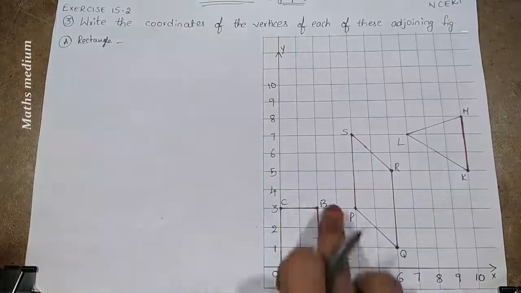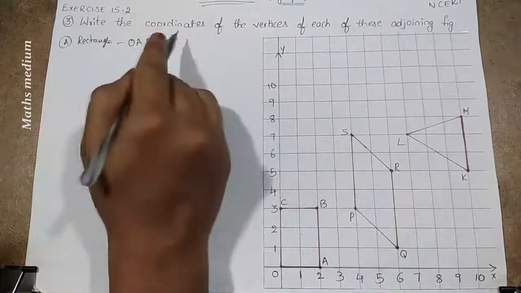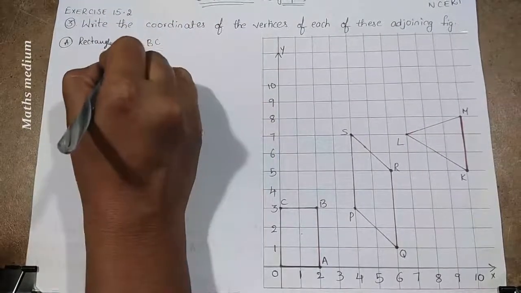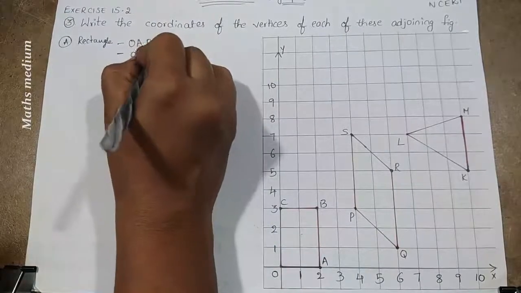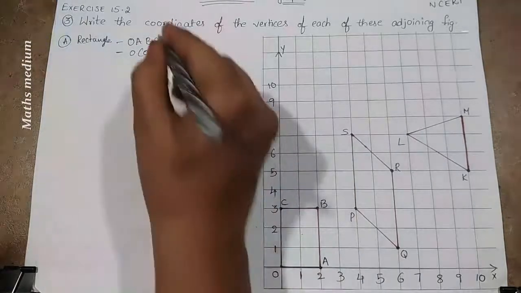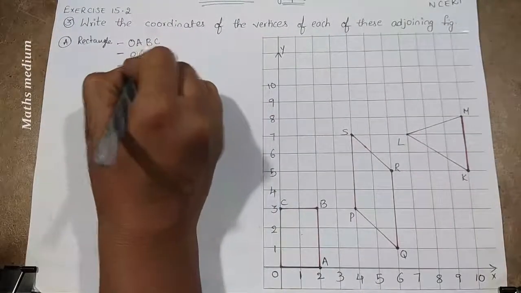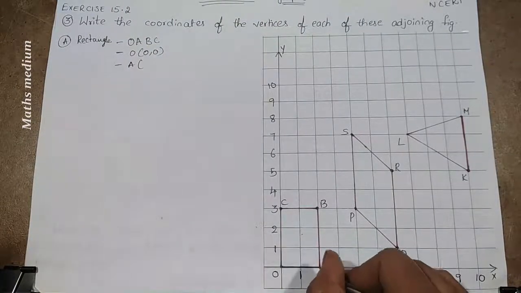Naming it as OABC. So here we have 4 points, right? So at point O we have 0, 0. You know, on x-axis and y-axis we don't have any. So that's why 0, 0. Now A. At point A we have 2 and 0.